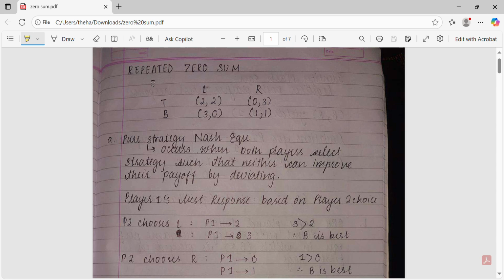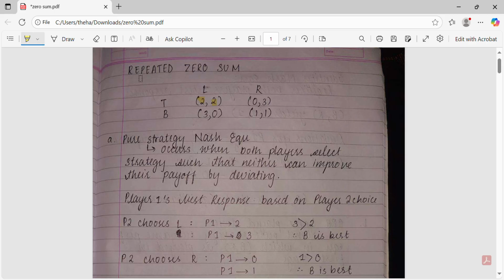So this is the repeated zero-sum game where we are given left, right, top and bottom, and the first value in these brackets is player one's payoff values, and the second value is player two's payoff values. So first we have to find the pure strategy Nash equilibrium.